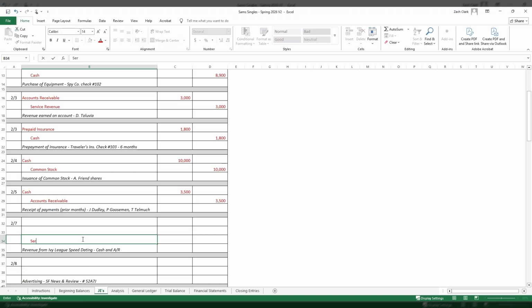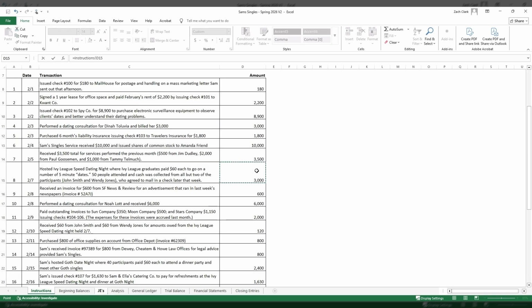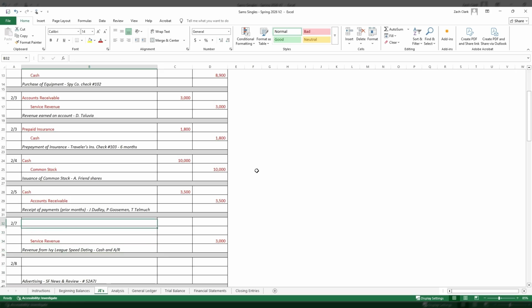Let's start with the service revenue piece. So we're going to record service revenue of $3,000, as I mentioned. And then we are going to record a portion of this in cash, and also a portion of this as an accounts receivable.